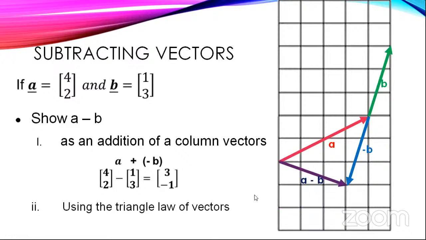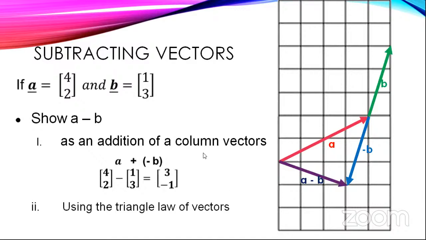So let us now complete this triangle, because we're trying to show A take B, and we're using the triangle law of vectors to do so. So notice what we have. We are moving along vector A and we are taking vector B from it, and we're seeing the resultant nicely here.